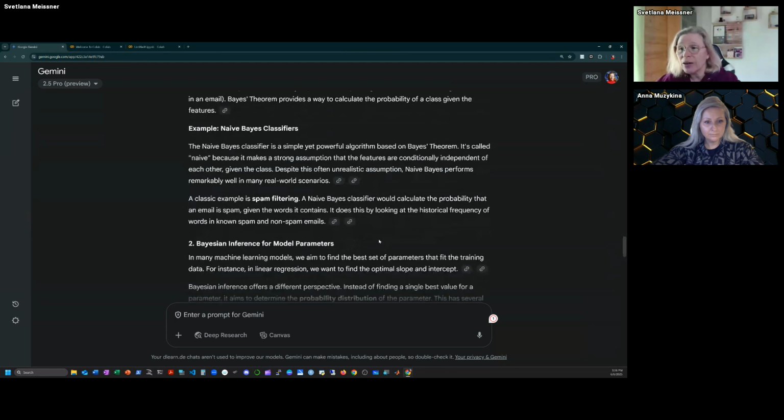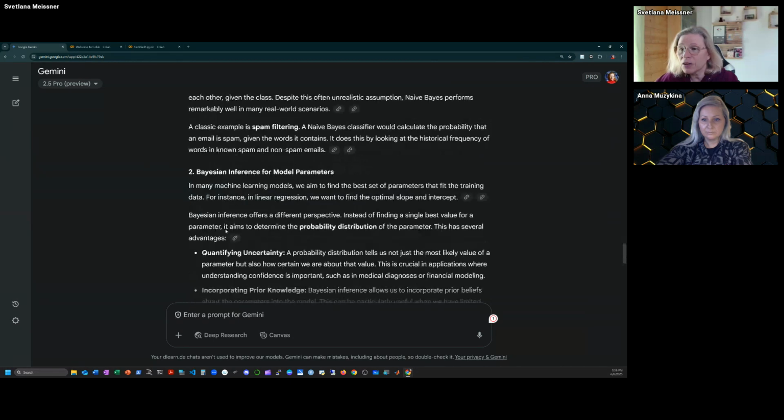And the naive Bayes classifier is very popular. If you go into classification, you can use the naive Bayes classifier already as a library: just choose which classifier you want to use.